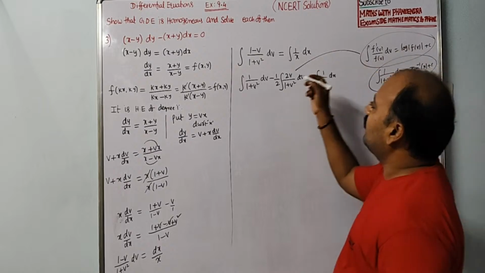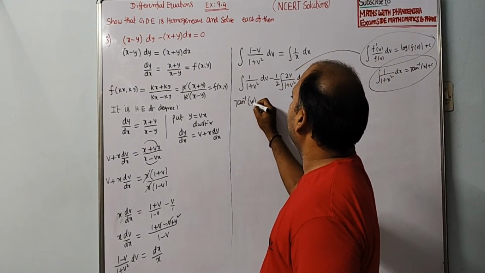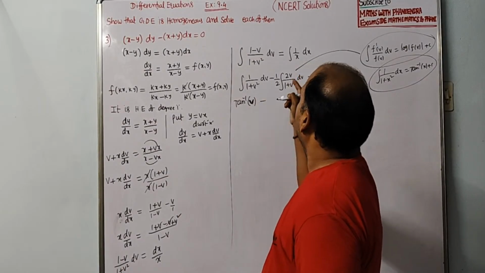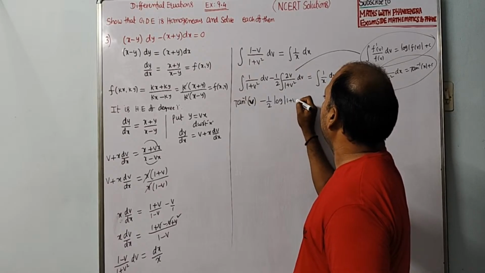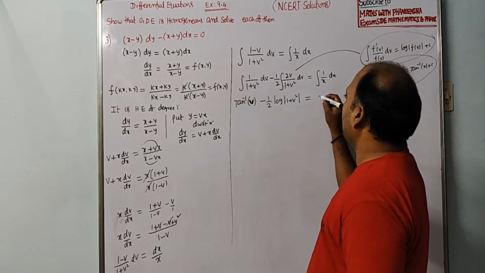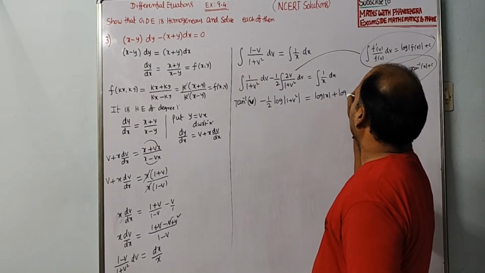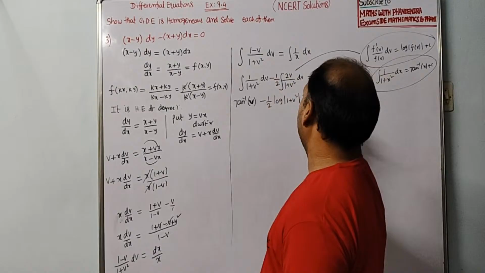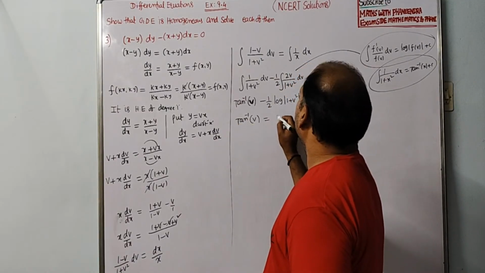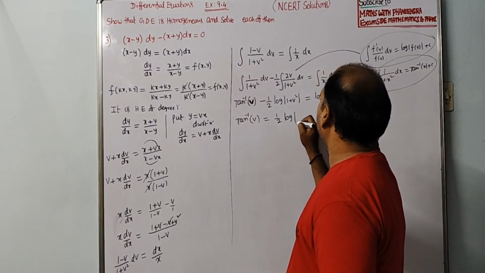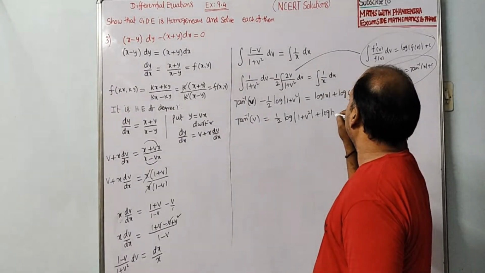So even this is also a formula. Integral of f dash of x by f of x is log mod f of x. So the integral of 1 by 1 plus v square, for tan inverse of v, minus f dash of x by f of x means half into log mod 1 plus v square is equal to integral 1 by x, which is log mod x plus log c. So this value, bring the sign: tan inverse of v equals 1 by 2 log 1 plus v square plus log x plus log c.